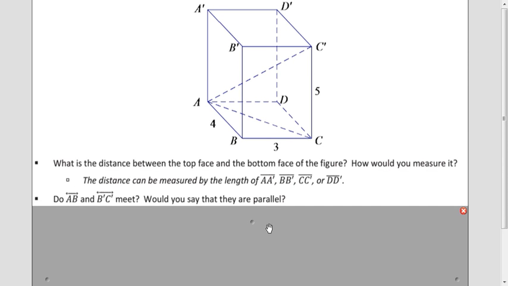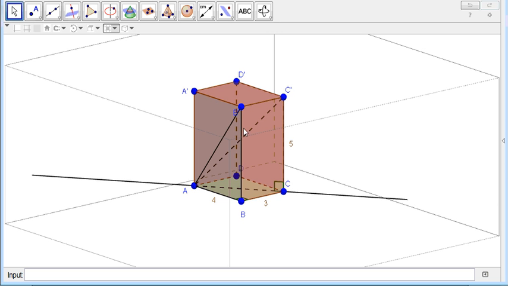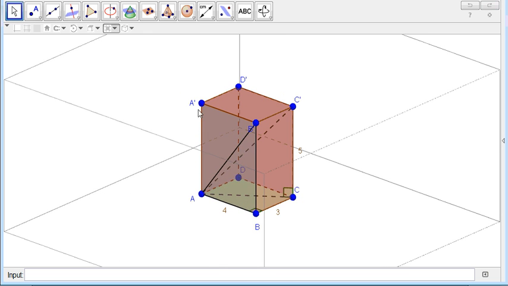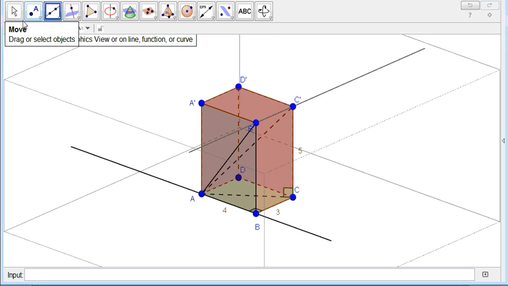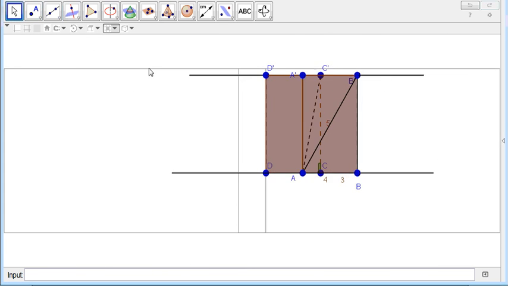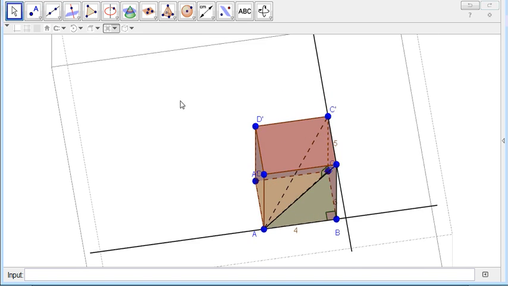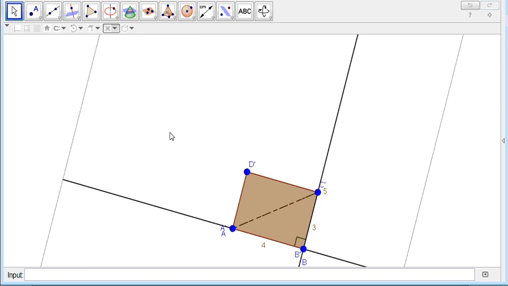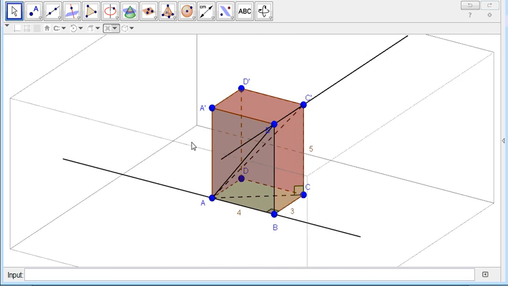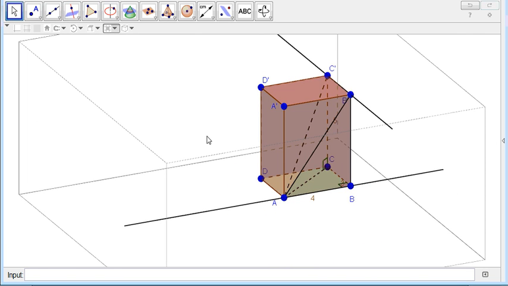Do those two lines meet? Would you say they are parallel? So lines A, B, and B prime, C prime. So AB is there, and B prime, C prime is up here. And it doesn't look like those two lines are ever going to meet. But would you say they're parallel to each other? Well, no. If they were on the same plane, they look like they'd be perpendicular. So we want to give them a different name. We don't want to say they're parallel, but we also don't want to say that they intersect. So there's a different name for that relationship.